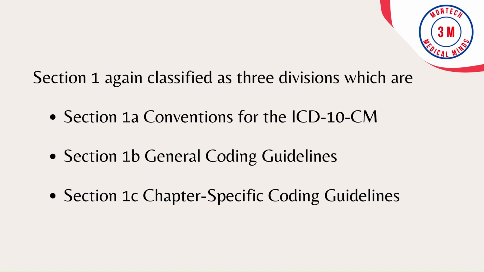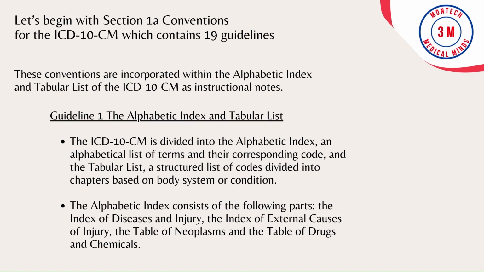Section 1 is again classified into 3 divisions, which are: Section 1A, Conventions for the ICD-10-CM. Section 1B, General Coding Guidelines. Section 1C, Chapter-Specific Coding Guidelines. Let's begin with Section 1A, Conventions for the ICD-10-CM, which contains 19 guidelines. These conventions are incorporated within the Alphabetic Index and Tabular List of the ICD-10-CM as instructional notes.